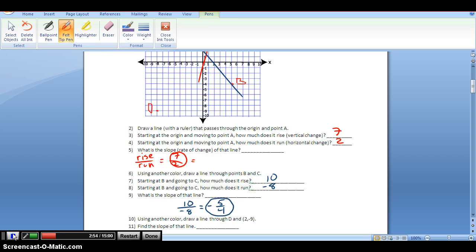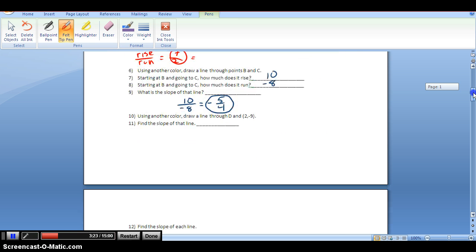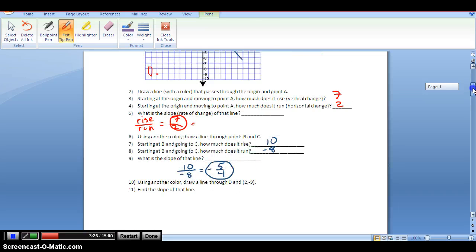All right, so going from B to C, it should have been a rise of 10 units. And this is really tricky. The run, however, is going to the left, which is a negative distance. So it's important that you get the sign in there right. We are going towards the negative numbers, which means the run is negative 8 units. So I get the slope is going to be the rise over the run, 10 over minus 8, which is minus 5 over 4. All right, go ahead and do numbers 10 and 11, and we'll check again.